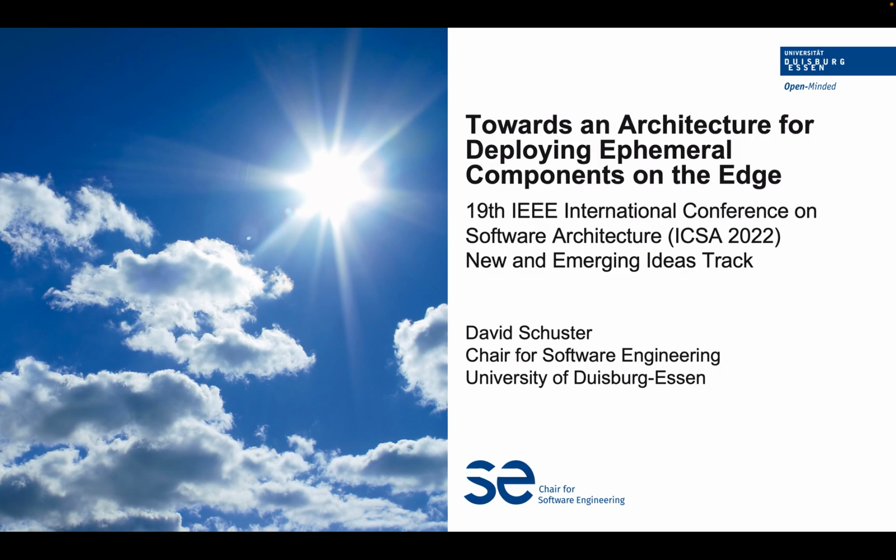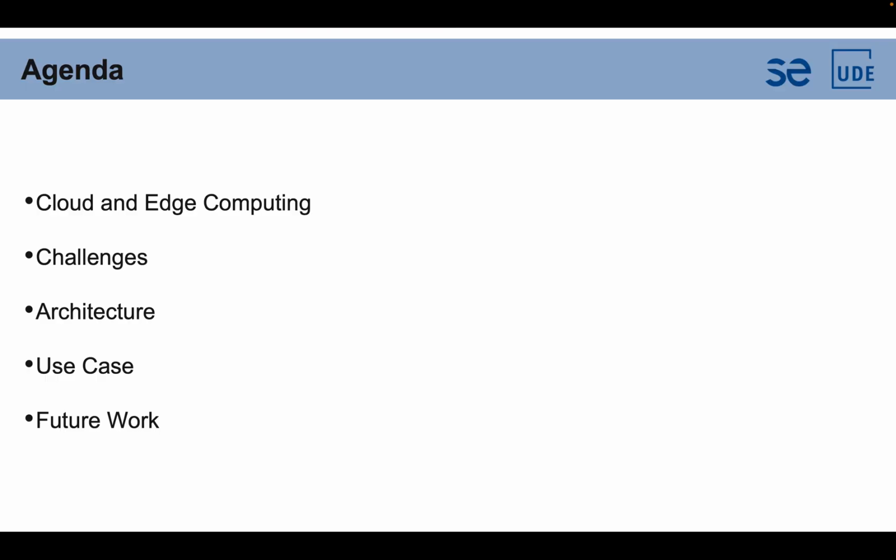First, I'd like to start the talk with an overview of the content of the presentation. After a brief introduction to cloud and edge computing, I'll present a number of challenges that arise when developing edge-based software architectures. To address a number of these challenges, I'll describe our proposed architecture in more detail below. Afterwards, I'll present the architecture based on a specific use case, and then I will close the talk with an outlook on possible future work.